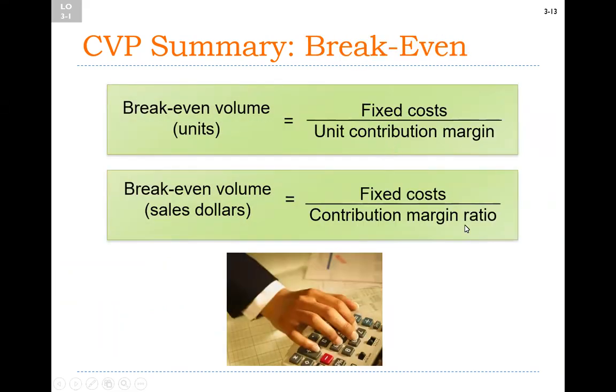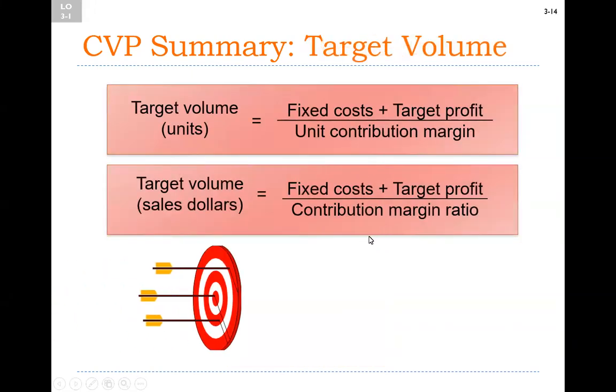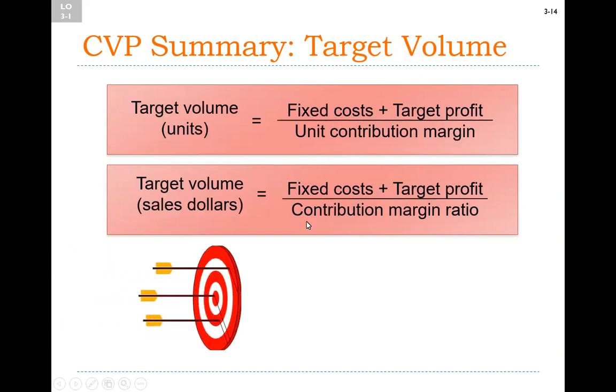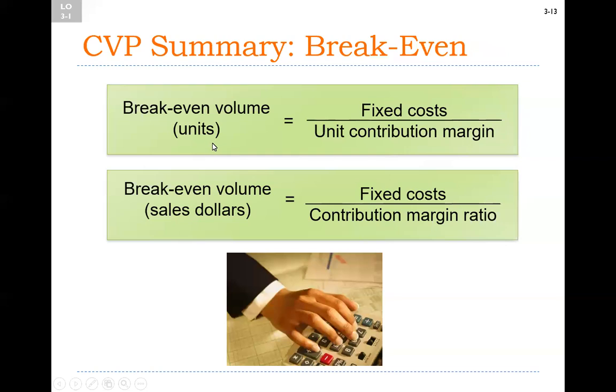We take our fixed cost and we divide it by contribution margin. Notice the contribution margin is consistently seen throughout all of my formulas. It just depends on what I am trying to find in terms of my final answer. If I want my answer to be in units, I need my contribution margin per unit. So fixed cost divided by unit contribution margin. If I want my final answer to be in dollars, then I need the contribution margin ratio. Got to use my decimal or my percentage. So fixed cost divided by the contribution margin ratio gives me break even.